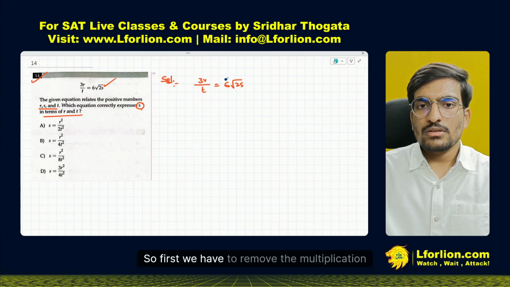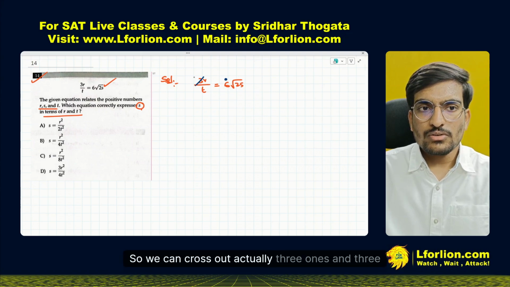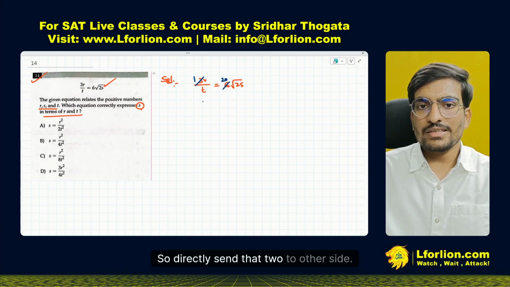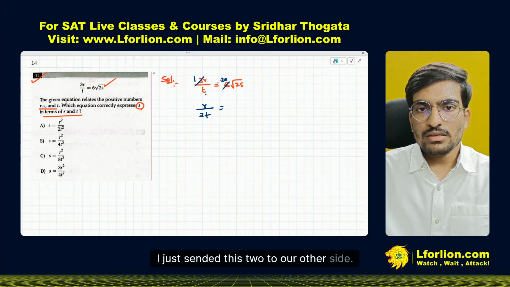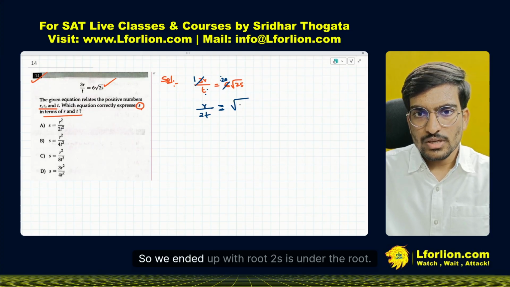First, we have to remove the multiplication part. So we can cross out actually 3 ones and 3 twos. So we have 2 there. So directly send that 2 to the other side. It will be r by 2t. I just sent this 2 to the other side. It is in multiplication, so it becomes division; it will be a denominator. So we ended up with root 2.